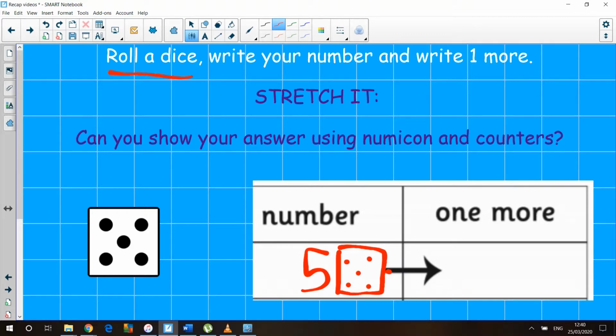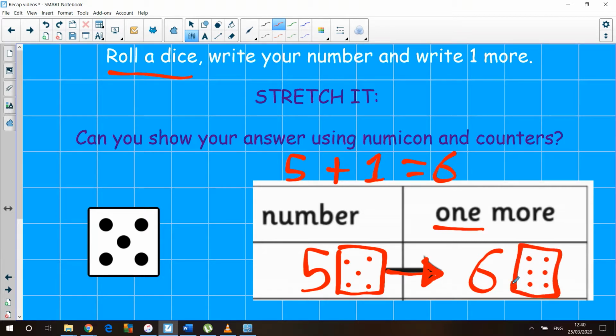Now it's asking me what is one more than that number. To do that, I take my 5 and I add 1. I add one more. And what does that equal? Well, I could use my Numicon or my fingers to help me to answer this question. But 5 add 1, we know equals 6. 5 add 1 equals 6. And I might draw my dice just to help me there and write it in.